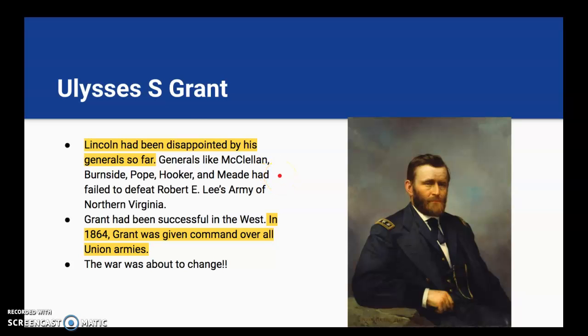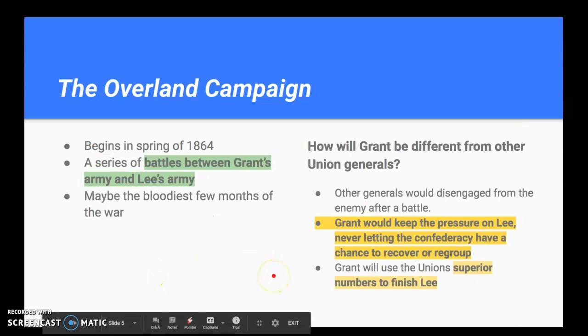He wanted this war over. He needed a general that would pursue and destroy Lee's army. Ulysses Grant had been really successful in the West. In the spring of 1864, he was given command over all Union armies. So now Lincoln thinks he has the general that he needs. The war is about to change, and yes, it does change.